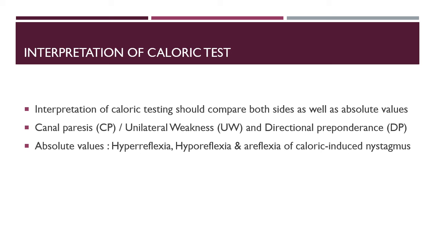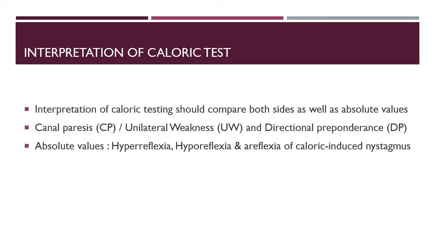The next step, after we have the results: usually every caloric system automatically analyzes the response. The data is presented and interpreted by comparative analysis and calculated as canal paresis or unilateral weakness, and also the directional preponderance. But we also need to evaluate the absolute values, whether those values are above or below a normal range, because these absolute values will define whether it's hyperreflexia, a nystagmographic response higher than expected, hyporeflexia, a response lower than expected, or areflexia, the absence of the caloric response.